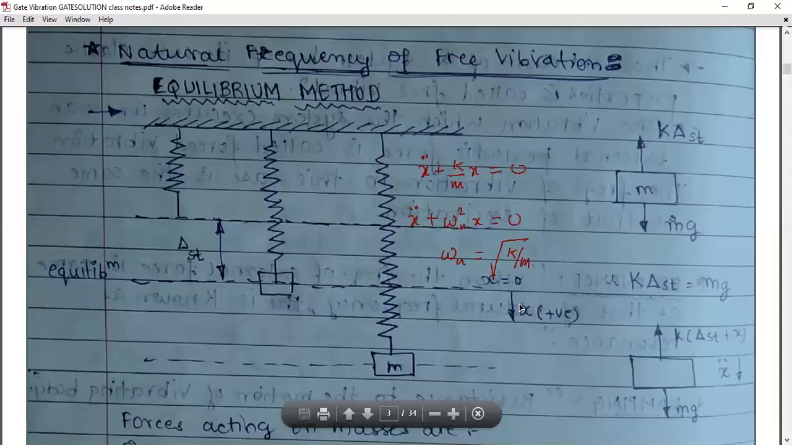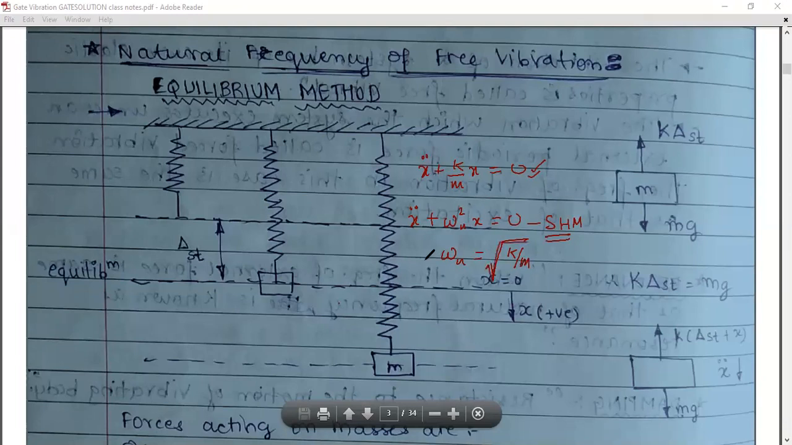Now here in this case, x double dot plus k by m x equals 0. That is one thing, and that is so. This is your simple harmonic motion equation, the SHM equation. When we compare this equation with our vibratory motion equation, we can find that omega n is to be written as under root k by m.